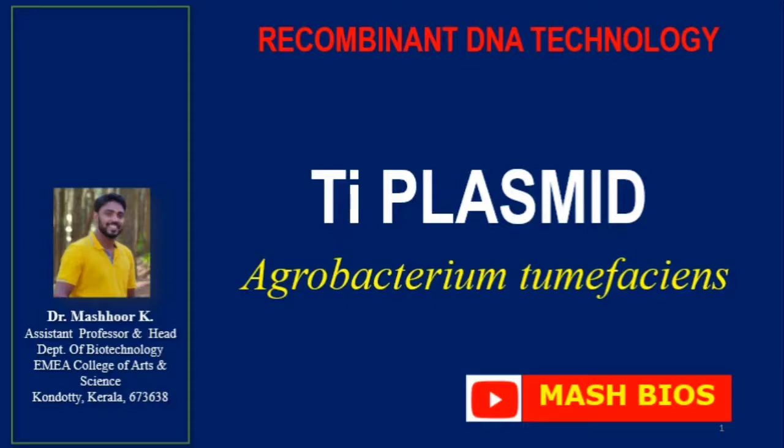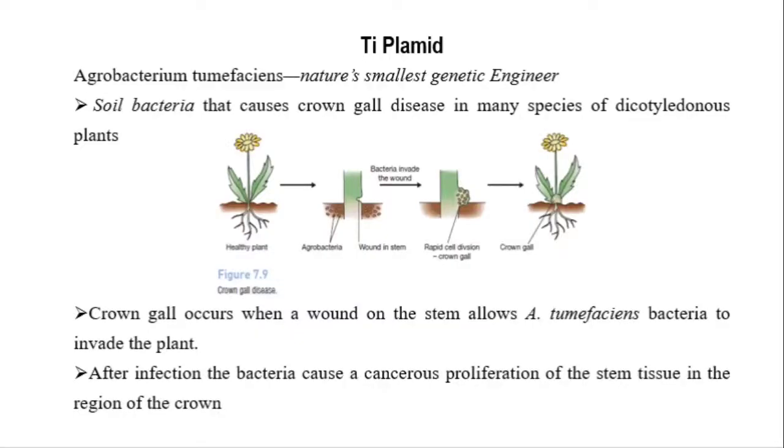Today I would like to discuss the TI plasmid of Agrobacterium tumefaciens, the tumor inducing plasmid of Agrobacterium tumefaciens. This TI plasmid is present in the Agrobacterium tumefaciens.